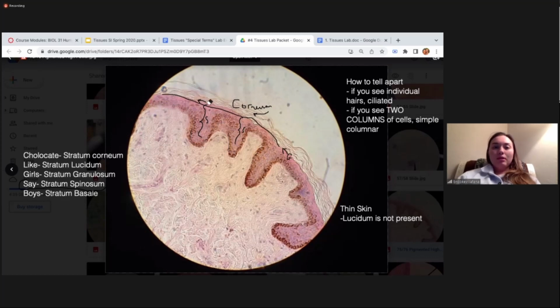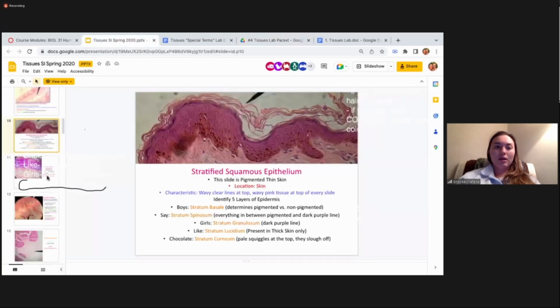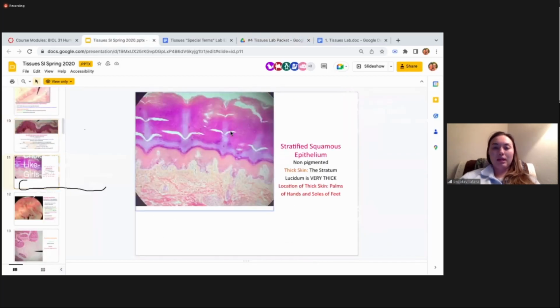So I'm going to label the layers again, but this time on a thick skin slide. Okay, so let's go to a thick skin. So right here is our thick skin example. If we look at that, we can see our layers again, but it's really far away in comparison, but we can still see all the same structures. So do you guys see how we have this curviness? All of those curves, that would be our bottom basale layer. Everything in between, this light pink, is spinosum.